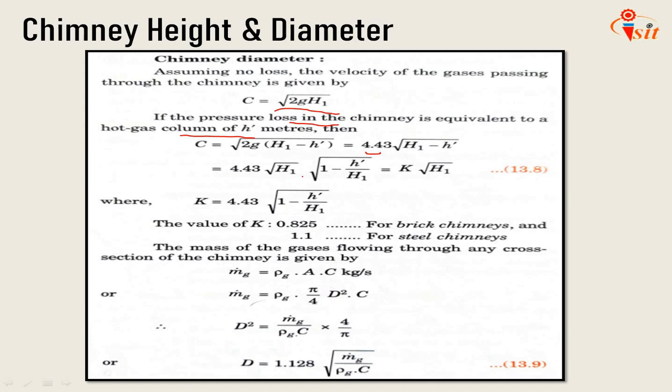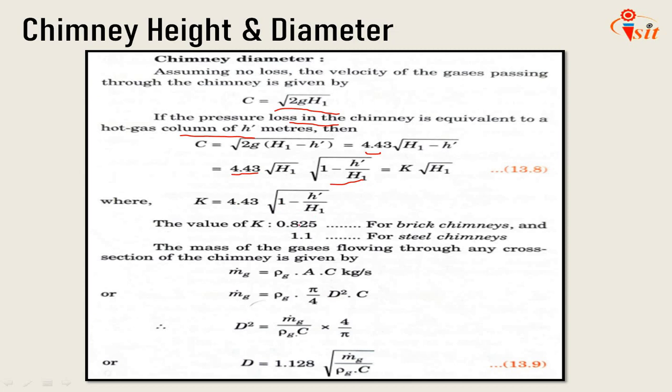Now we will take out root H1 outside. So the equation becomes 4.43 root H1 times (1 minus H dash upon H1). So we can substitute the value of K as K root H1. So what is K then here? K equals 4.43 root of (1 minus H dash upon H1).